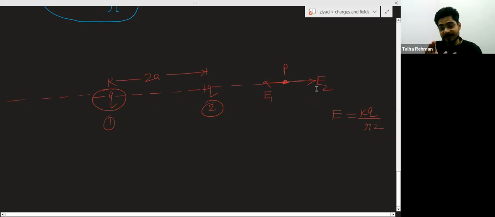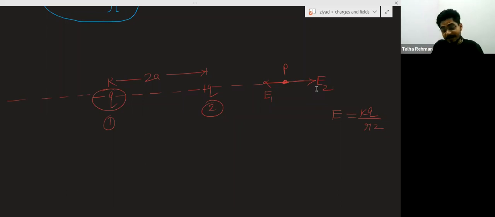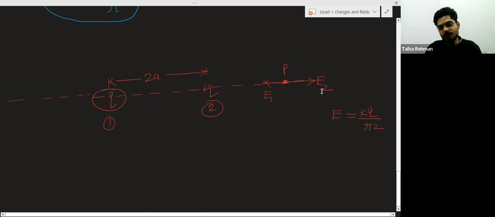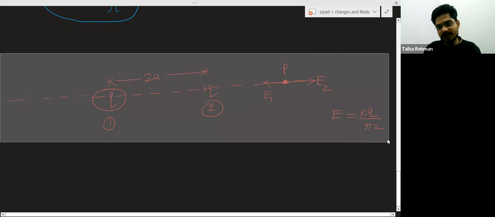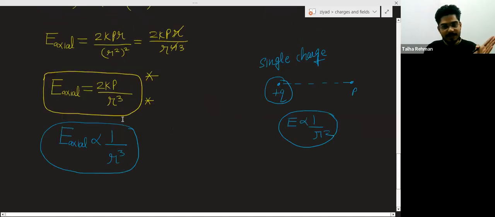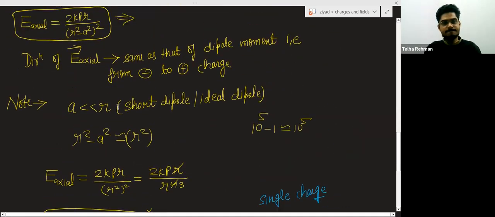If you know the vector addition, I told you that if two vectors are equal and are in the opposite direction, the resultant can be given by either E1 minus E2 or E2 minus E1. So in this way you can calculate. So this is the procedure, and here is the calculation done.